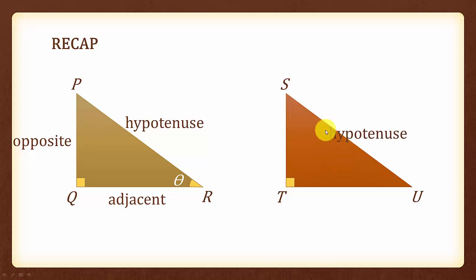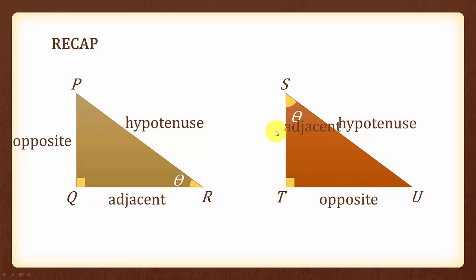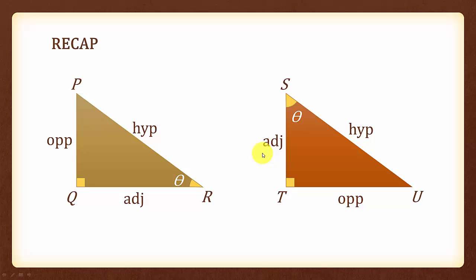The hypotenuse, once again, is the side that is opposite the right angle. Now, if the given angle is here, do you know where the opposite is? Yes, it is TU. And the other side that is next to it is called the adjacent. It is easy to identify the hypotenuse, opposite, and adjacent sides by first finding the hypotenuse, then the opposite, and then the adjacent. In short, we can name them as HYP, OPP, and ADJ.